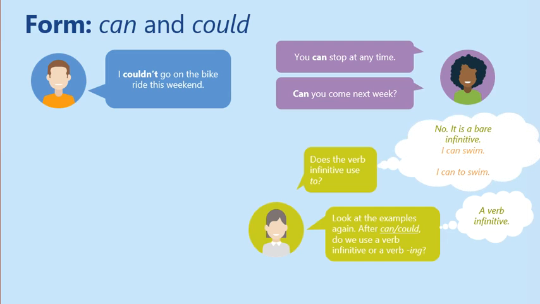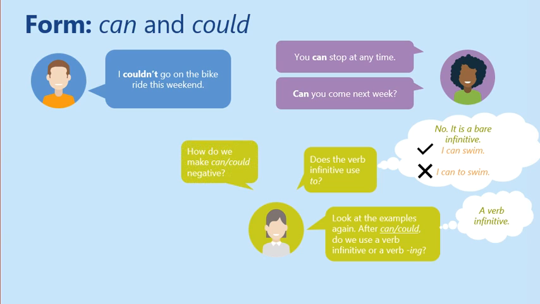We have to say, I can swim. No, I can't to swim. Or I can to swim. Is that correct? No. So we have to use I can swim, a verb infinitive. Okay, let's continue.